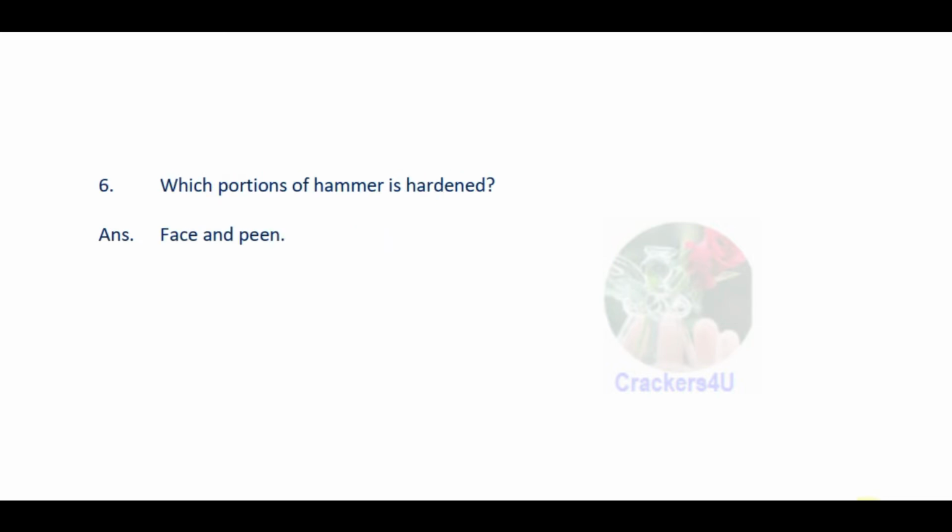Which portions of hammer are hardened? Answer, face and pin.